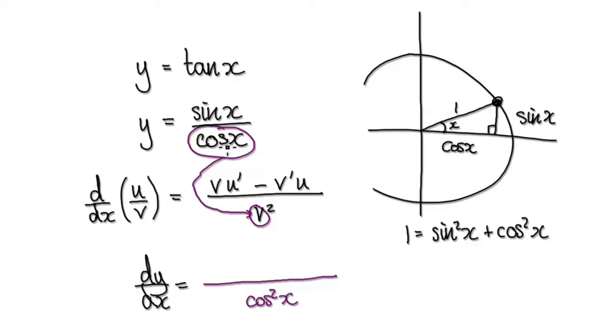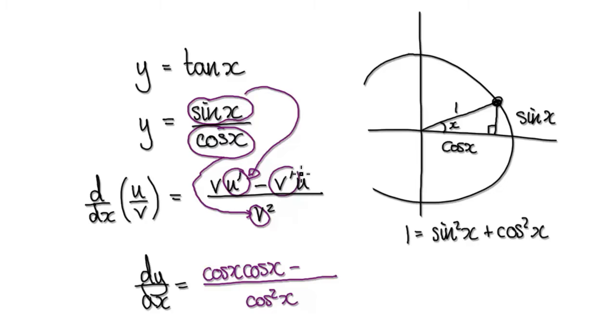And then you keep the v the same. So that would be cos of x. And then you differentiate the u. So you've got to differentiate this. So when you differentiate sine, it will be cos of x. And then you take away, and then you differentiate the v.